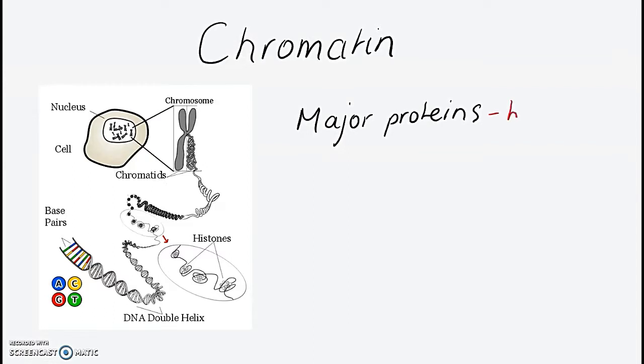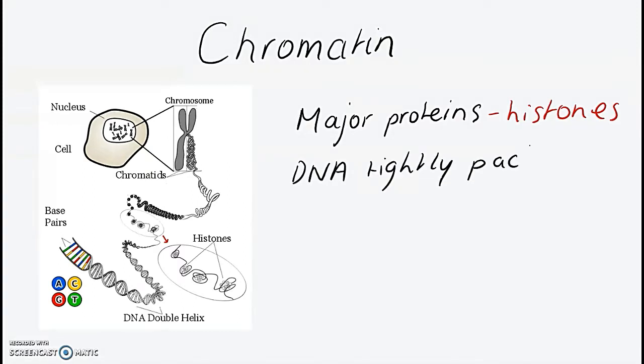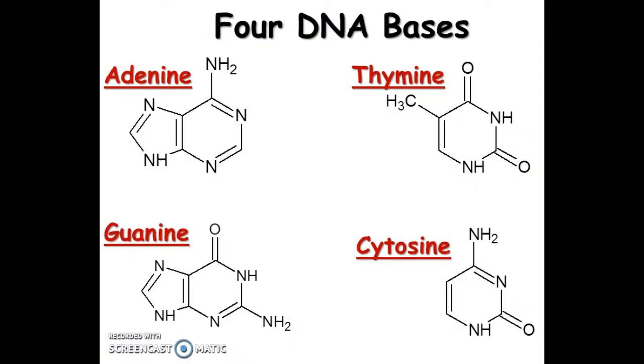The major proteins of chromatin are the histones, which are small proteins containing a high portion of basic amino acids. DNA is tightly packed around 8 histones in a structure called a nucleosome. The function of chromatin is to package DNA into a smaller volume to fit into the cell.